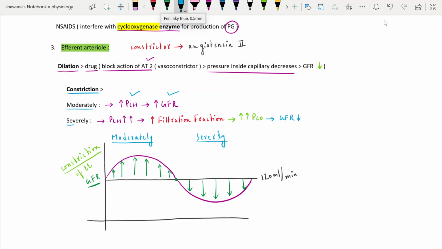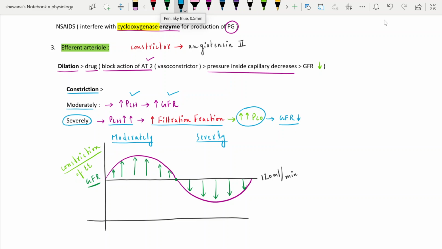But when we severely constrict the efferent arteriole, the hydrostatic pressure in the capillary will increase so much that it will cause an increase in the filtration fraction, and a large amount of plasma is filtered. So the remaining plasma will be concentrated with proteins, and it will cause an increase in the plasma oncotic pressure. So eventually it will decrease the GFR.